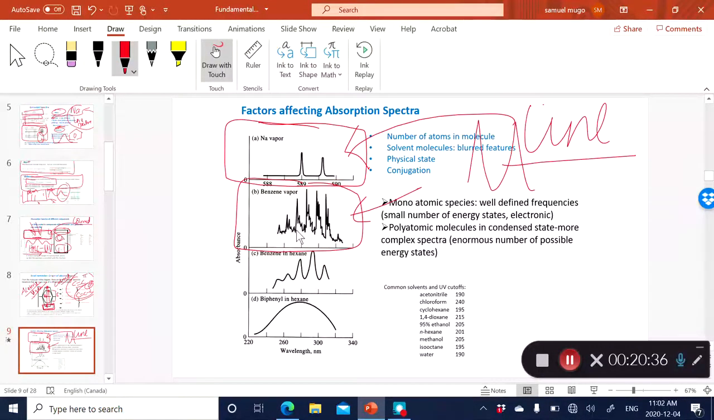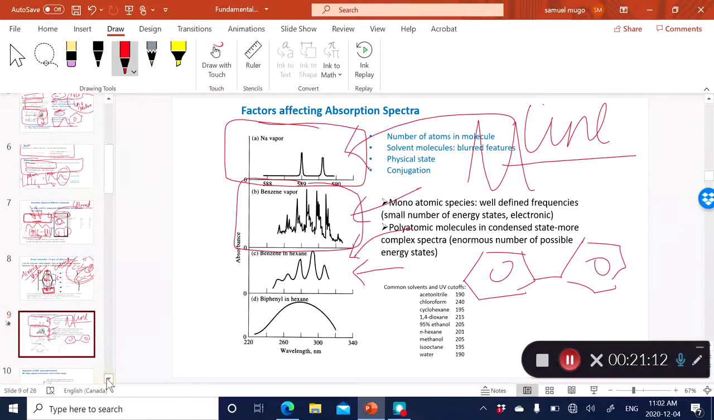If I add a solvent to benzene, now you can see there are much more transitions taking place, and so my absorption spectra becomes a little less defined. You can see the peak starts to broaden because there are many transitions taking place. On the other hand, if I take biphenyl, which is two benzene rings fused together, my spectra becomes even less defined. It becomes a simple hump, because there are many, many possible transitions taking place.